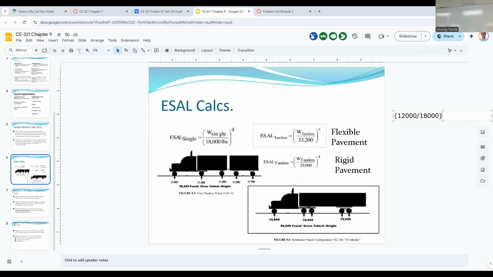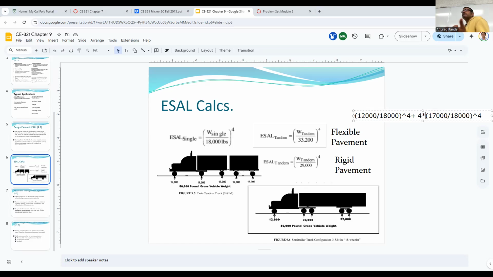You will get your calculator to calculate that, and then you add to that 17,000 over 18,000 raised to the power 4. So that's going to be the damage caused by one of these axles. This is just for this axle. And then you have 4 identical axles just like this, so all you'll need to do is multiply that by 4. Then you can use your calculator to calculate the ESAL damage, or equivalent single axle load, for that one truck.